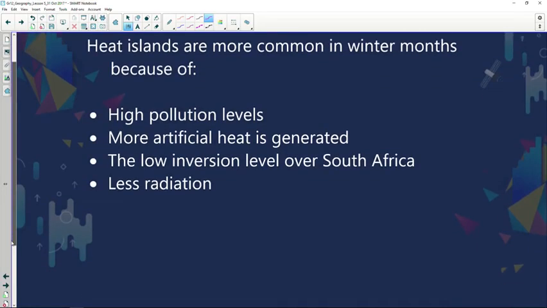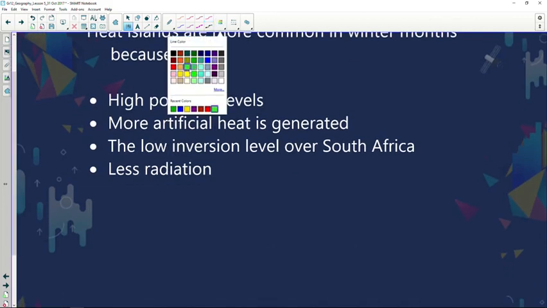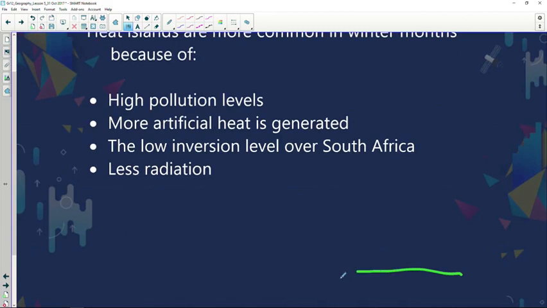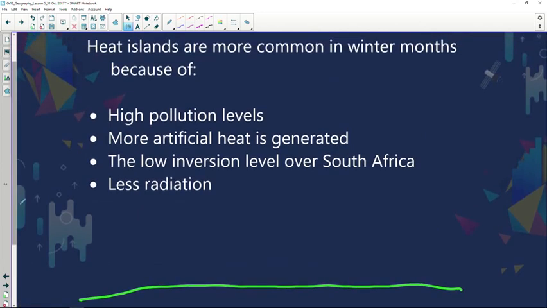Now, the heat islands are more common during winter. The simple reason why is because what happens, if I can draw a diagram down here, more artificial heat is being developed because people want to stay warm, and because we've got the Kalahari high pressure system over us. Now, if you look at city areas, if I draw my city over here, just want to use my brown pen.